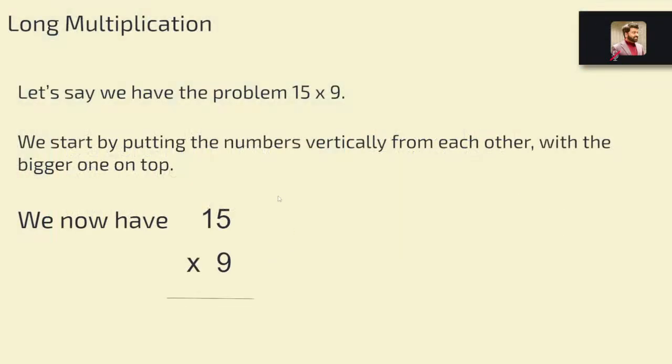Let's do an example. Let's say we have the problem 15 multiplied by 9. We can start by putting the numbers vertically from each other, with the bigger one on top. We now have 15 times 9, arranged in this format. 15 on top, times, the multiplication symbol, and next to that 9 under the ones digit in 15.